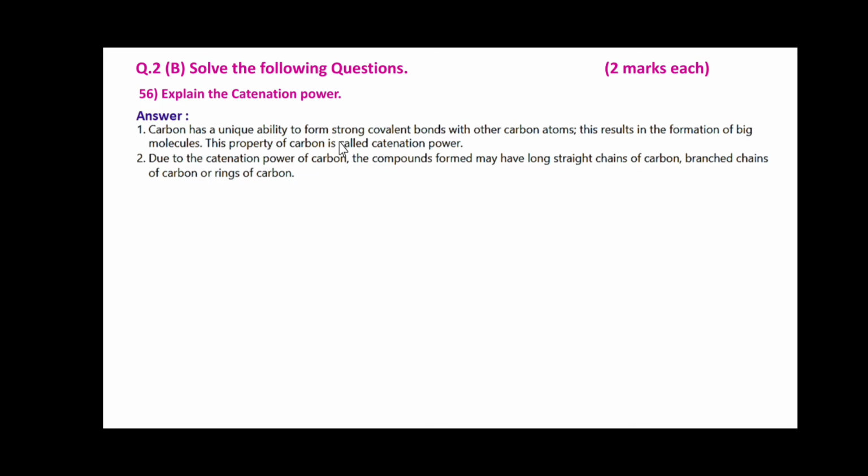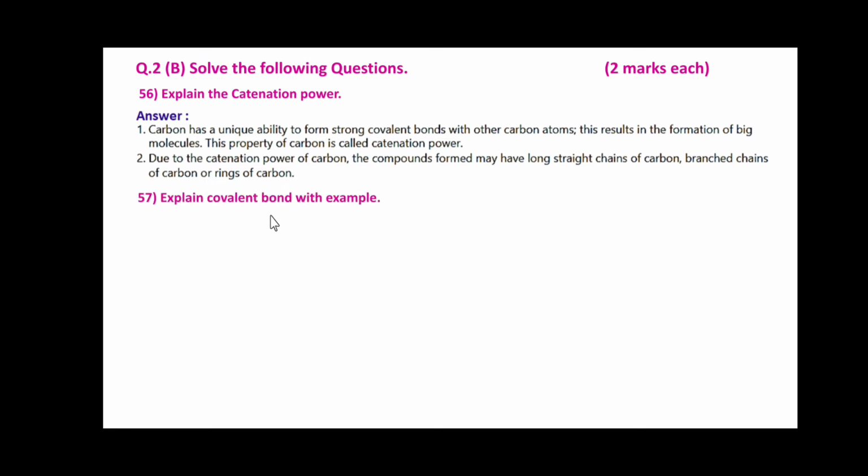Carbon has a unique ability to form strong covalent bonds with other carbon atoms. This results in the formation of big molecules. This property of carbon is called catenation power. Due to the catenation power of carbon, the compounds formed may have long straight chains of carbon, branched chains of carbon, or rings of carbon.